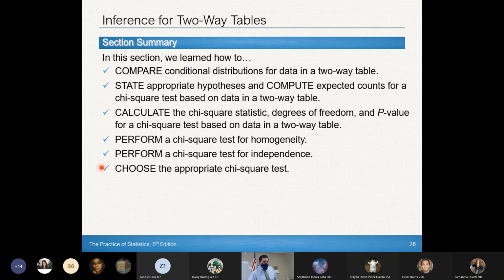Which makes this last part important. Choose the appropriate chi-square test, because it means just identifying the context properly.